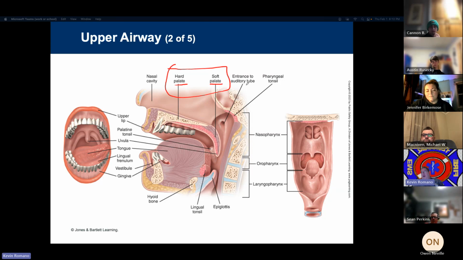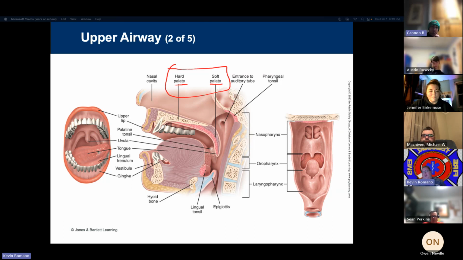This is your entrance to the auditory tube. So if the eustachian tube comes up through into the ears. Your pharyngeal tonsils are back here. Looking at here, this is the uvula. Looks like I'm trying to draw a blank. Never mind, we'll just go over this.